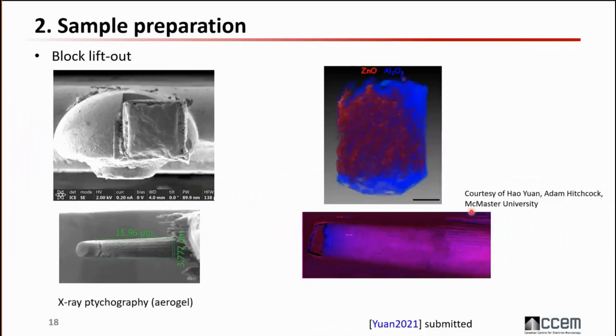Because of the high current, we can do this large volume block lift out. So here is an example of preparing a sample for an X-ray tomography experiment. The sample has been mounted on a half cob grid, this finger, the typical size is around 70 microns, so it's about half of the size.